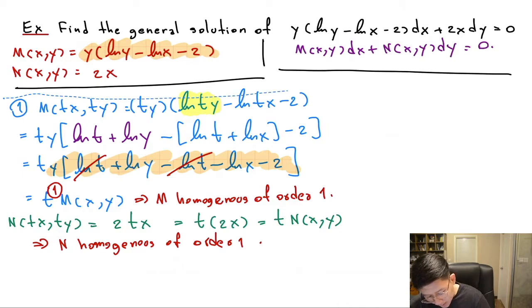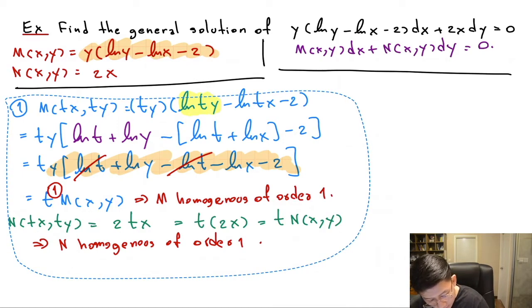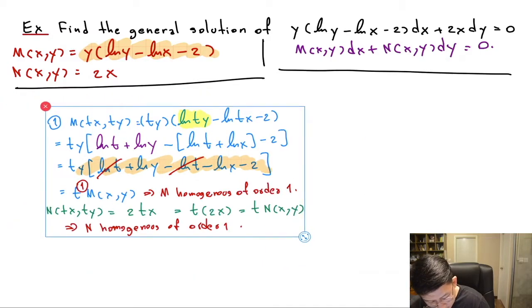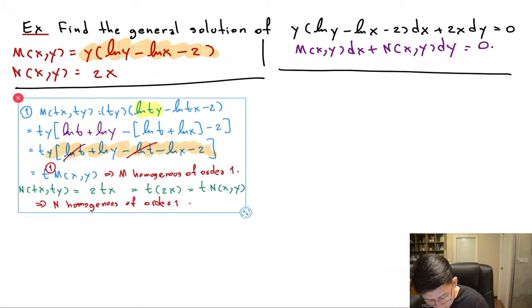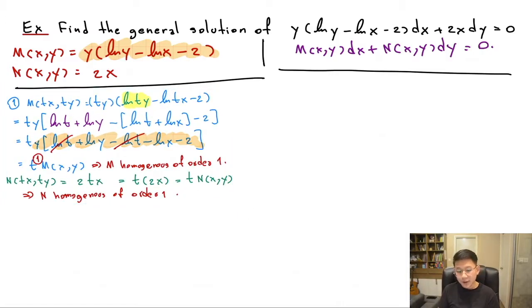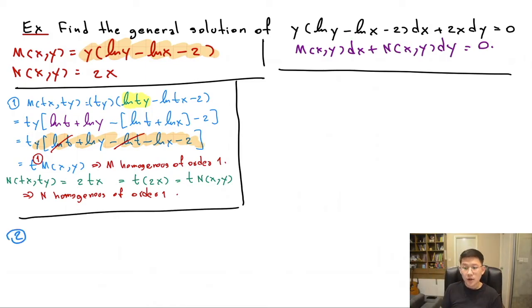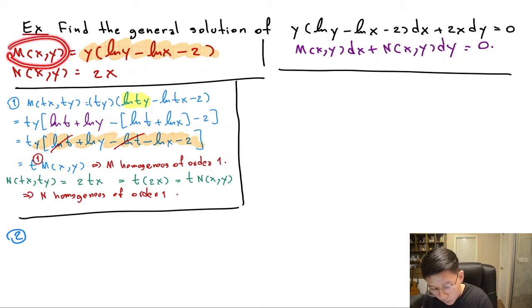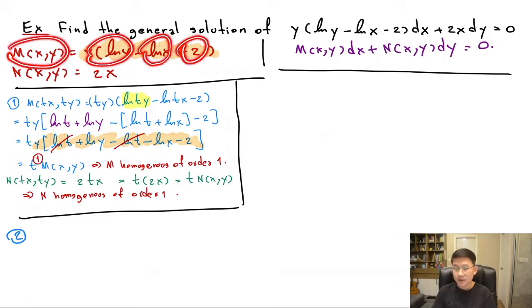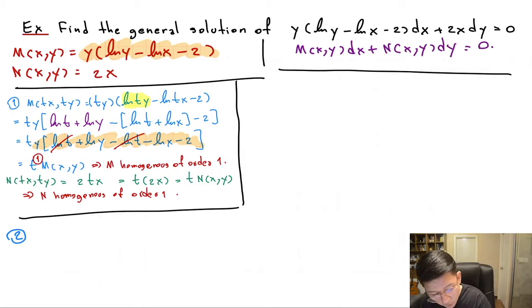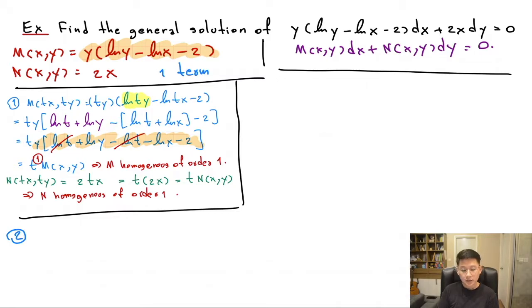So I'm running out of space, so I'll make this a little smaller. I hope you guys can read it. I'm gonna manage the space here. So next, number 2, I'll need to look at how many terms are in M and how many terms are in N, right? So if you look at M here, you have 1, 2, 3 terms, right? But for N, you have only 1 term. Make sense?